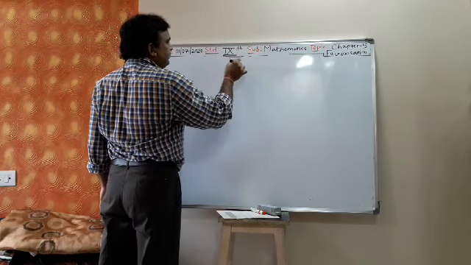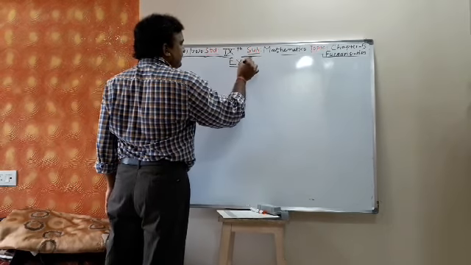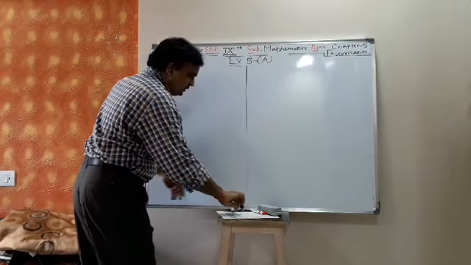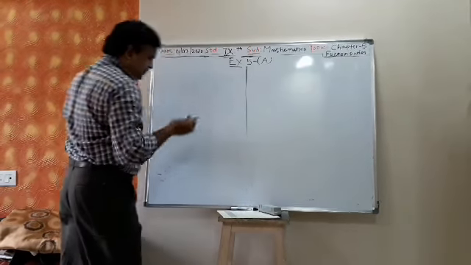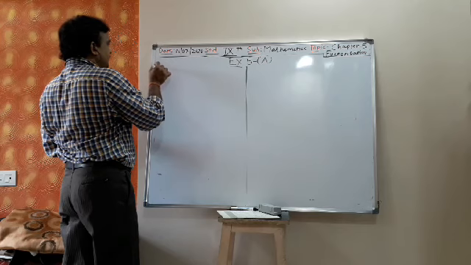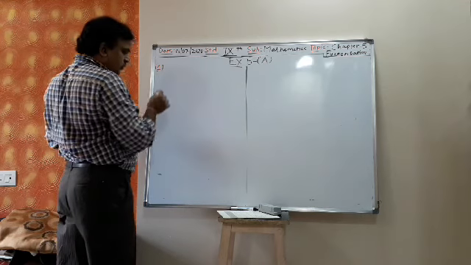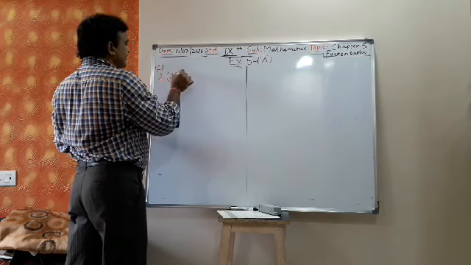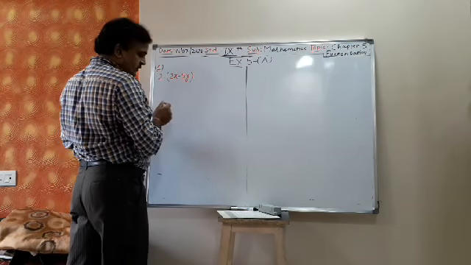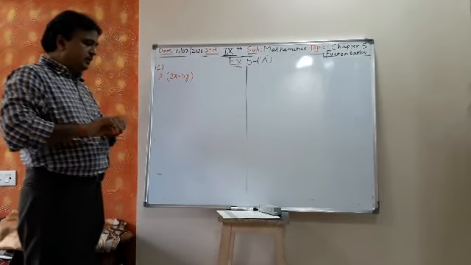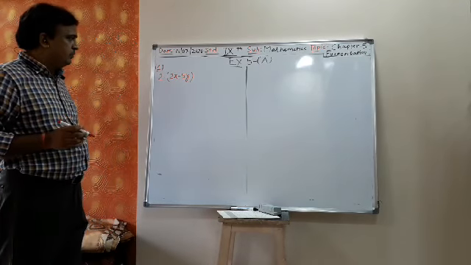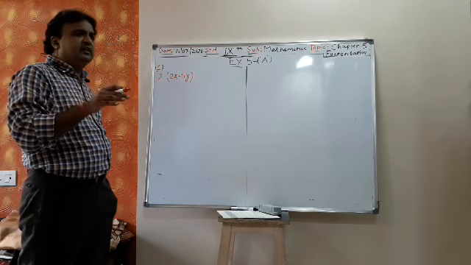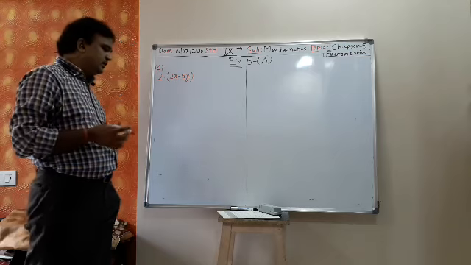Exercise 5A. We start solving this. First, 2 into 2x minus 5y. No formula. That you will write, but anyway, I will upload this video, you can copy from there.